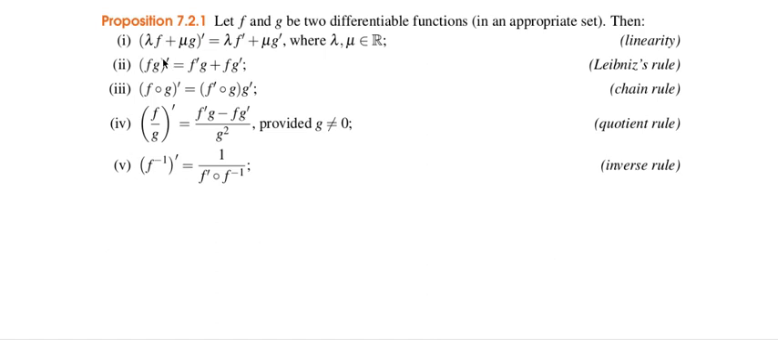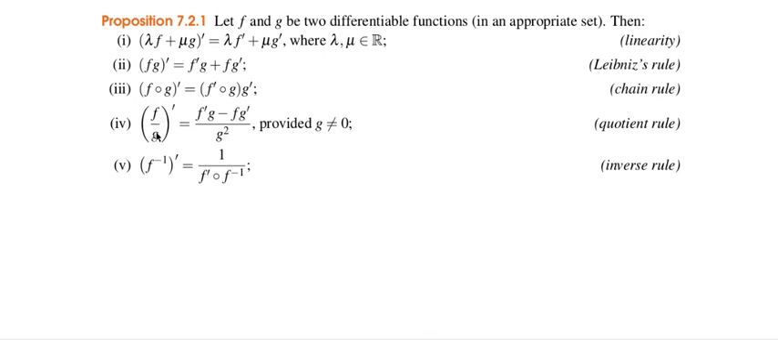Okay, so the derivative of a linear combination of functions is the linear combination of the derivatives, and this comes from the linearity of the limits. The product rule: the derivative of the product is the derivative of the first function times the second function plus the derivative of the second function times the first function. Now the chain rule, the derivative of the composition of two functions, is the derivative of the first function composed with the second, times the derivative of the second function.